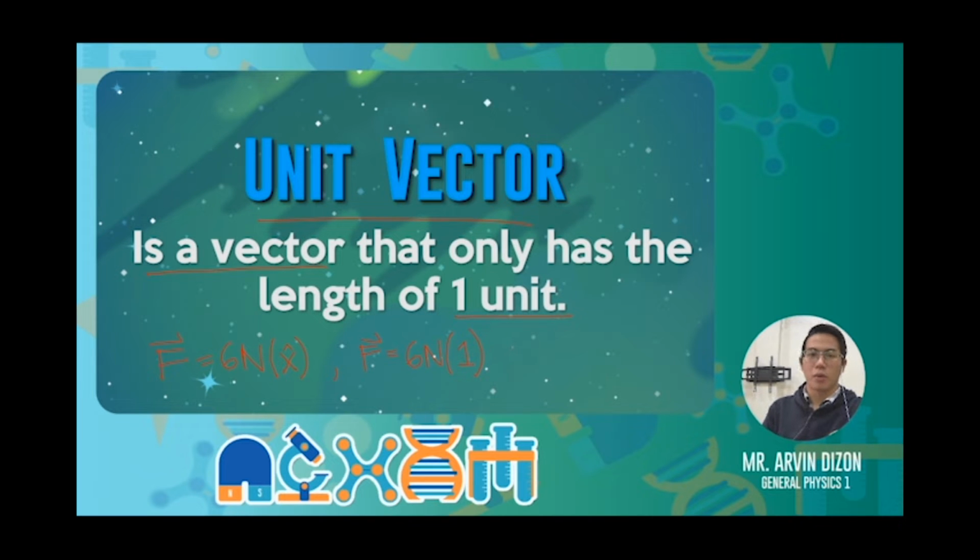So what would be the purpose of this? The purpose now of unit vector is to define what is now the direction of this magnitude. So in this case, we have a positive x, meaning, if you write it down, 6 N x hat, it means that the force is applied on the positive x-axis. So that will be towards east or towards the right.